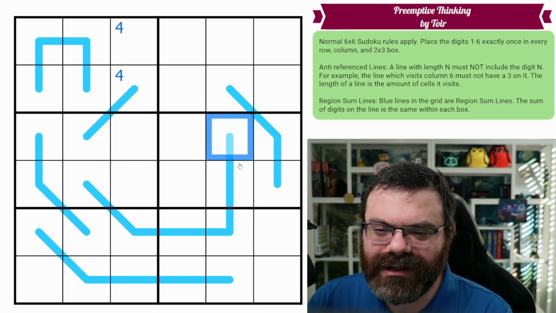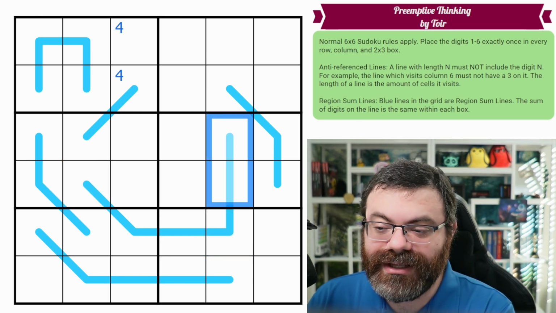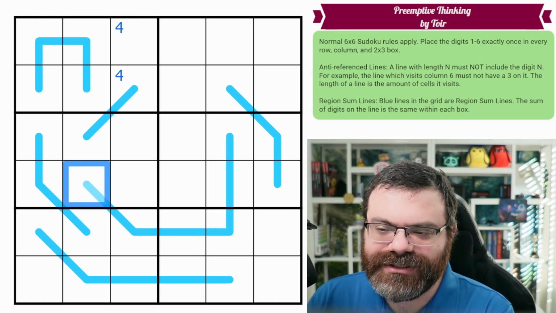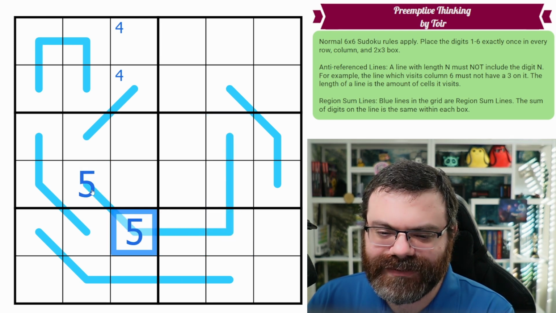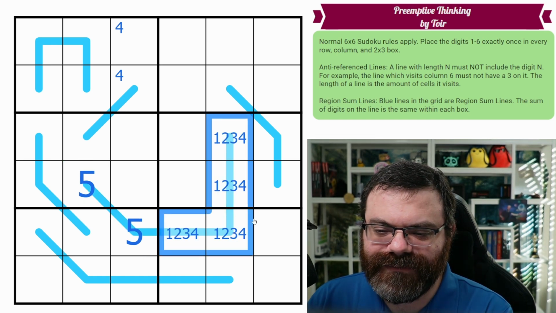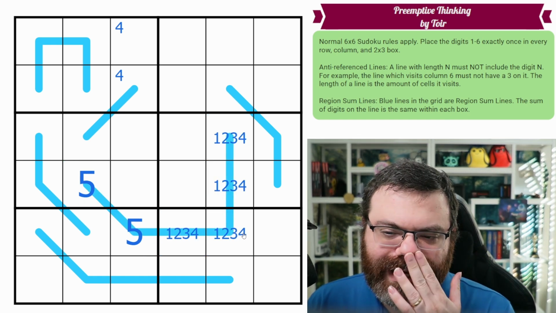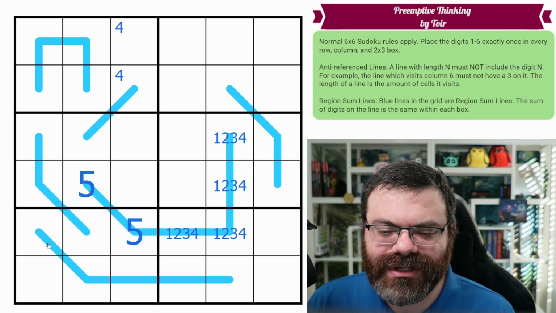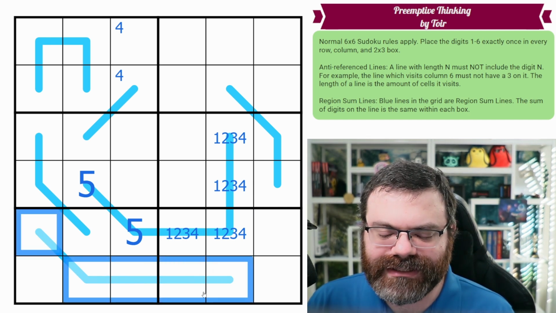If we were 4, the only way to add to 4 is 1, 3. So if we did a 1, 3 pair here, we wouldn't be able to also do a 1, 3 pair here. So actually this has to be a 5, because it can't be 6, because the line is 6 length. So these are all 5, and then these are from 1, 2, 3, 4. We don't know which sum is which yet. Okay, but that's progress.